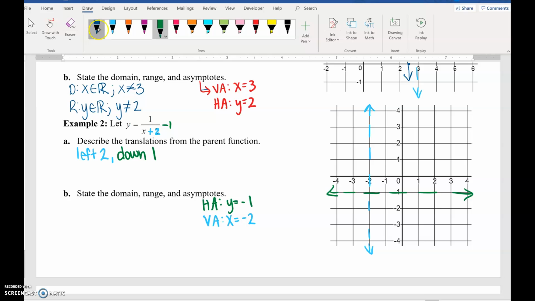Okay, and then our domain is going to be all real numbers except x cannot equal -2. And then our range is going to be all real numbers, y just can't equal -1. And for the graph, I'm just going to draw it in. I know that it goes over 1, up 1, and then a half and 1. And then just draw as best as I can. And again, I'm just remembering the pattern of the parent function.